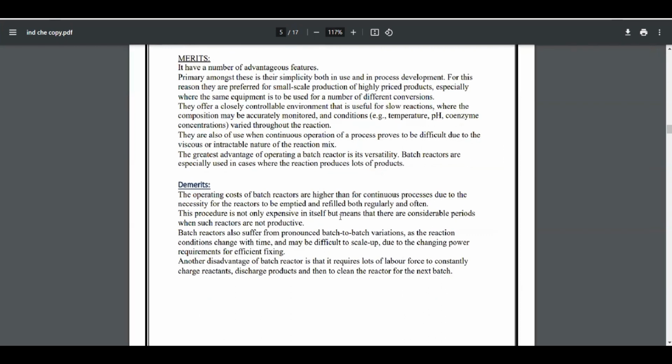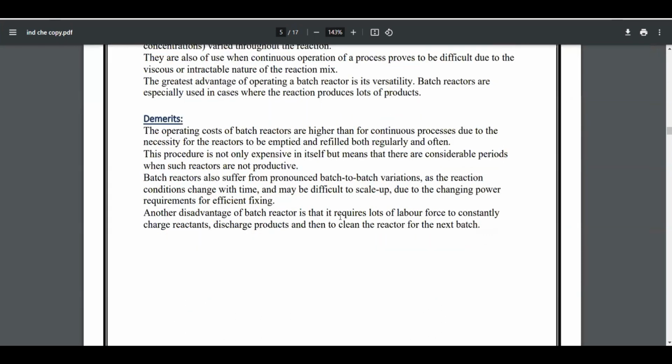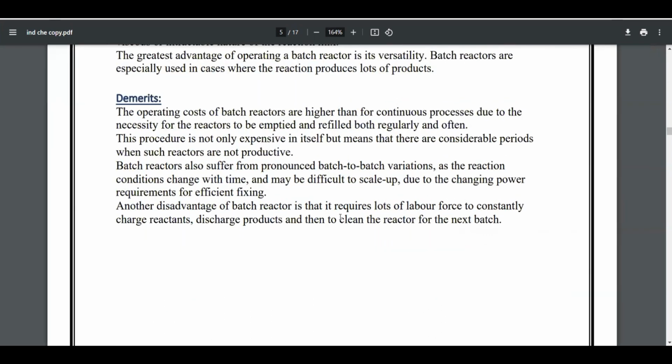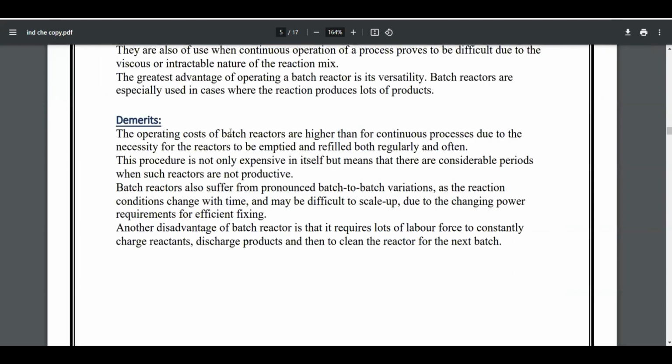With a few advantages, they also have some disadvantages or demerits. The number one or major demerit of the batch reactor is their operating cost. The operating cost is very high because we have to work in the form of batches, so we are supposed to empty the entire reactor and then refill it for the next batch, which increases the operating cost. The second demerit is their non-productivity, and there could also be batch to batch variations within the batch reactor.